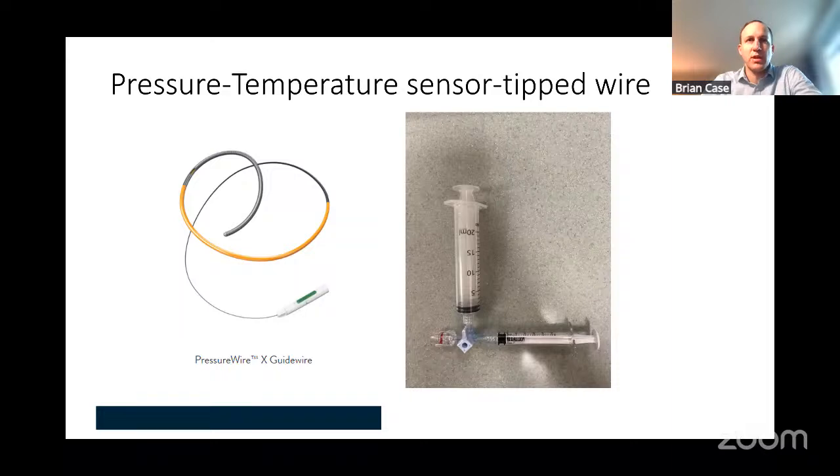But this is certainly what most centers are using. They are using the Abbott PressureX wire. This is our standard physiology wire. But what's interesting is they have a temperature sensor tip at the end, which allows for a bolus thermal dilution technique to be performed, where we can measure transit time at rest and in hyperemia, and that allows us to calculate a CFR and an IMR.